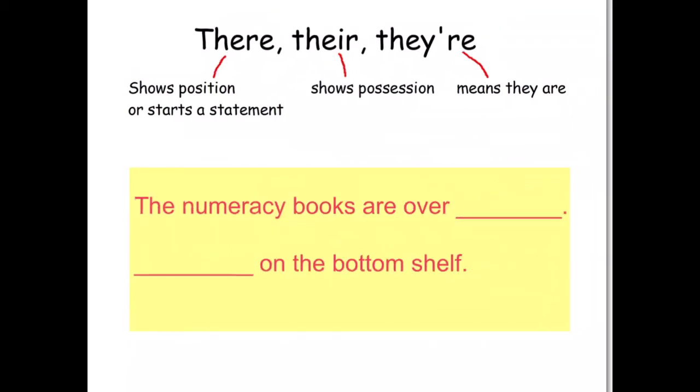Still, our definitions remain at the top of our page if we need them. Our two sentences then, where we have a missing there. The numeracy books are over there. They're on the bottom shelf. Can you figure out which there I have to use?